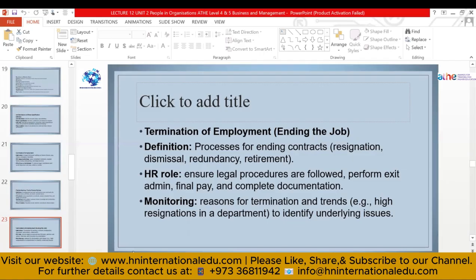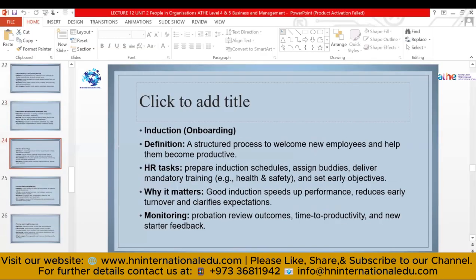Monitoring reasons for the termination and trends, for example, high resignations in a department, to identify underlying issues. For instance, if within a period of one month, 10 people have resigned, then you need to see what the issue is. Then there is something going on.